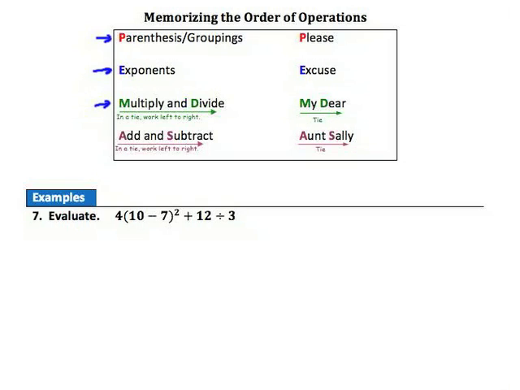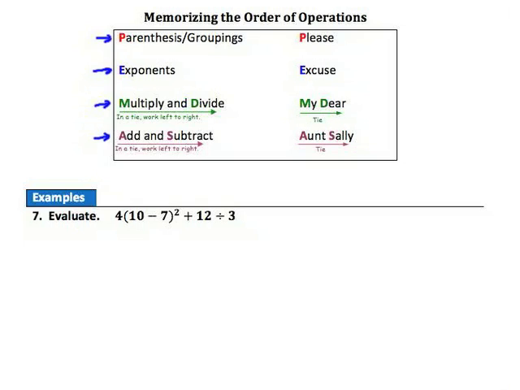And notice that multiplication and division are a tie. So we perform whichever operation comes first, working left to right in the expression. And then last, we perform addition and subtraction. And again, they tie, so we perform those operations from left to right.